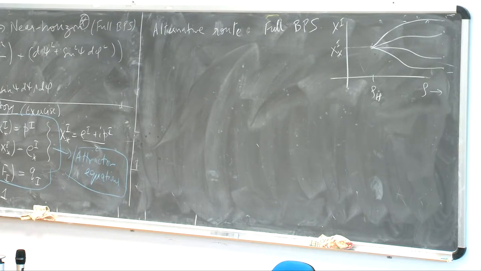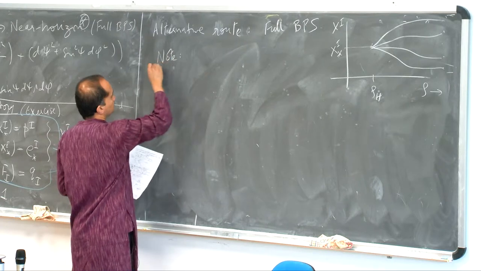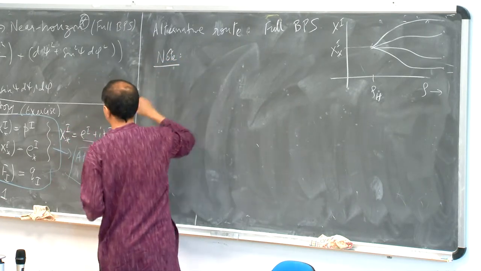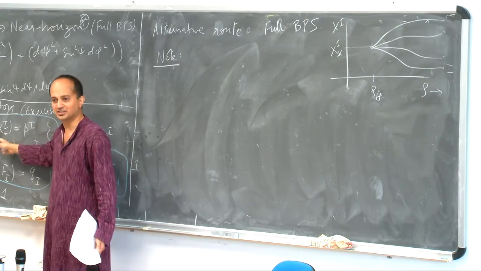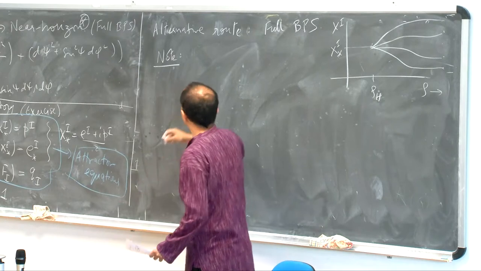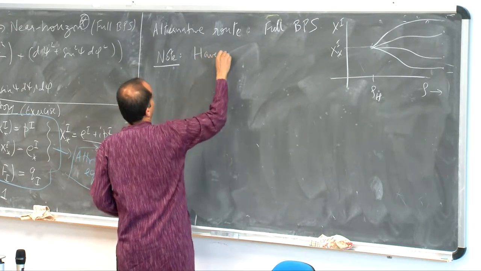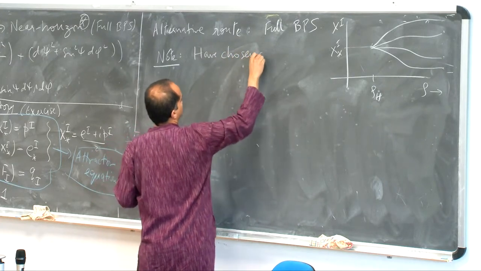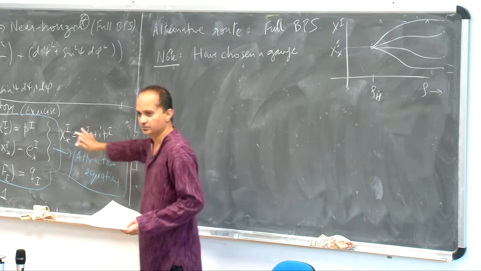Very good. Now, about Jean's question. So note that here, these equations are not gauge invariant. Right? X has a charge, as I've been saying. So the way I wrote it, it's not gauge invariant. And that was the comment. And indeed, I have chosen a certain gauge in which I write these equations. And there's a way to write this in a gauge invariant way, which I'm not going to do.